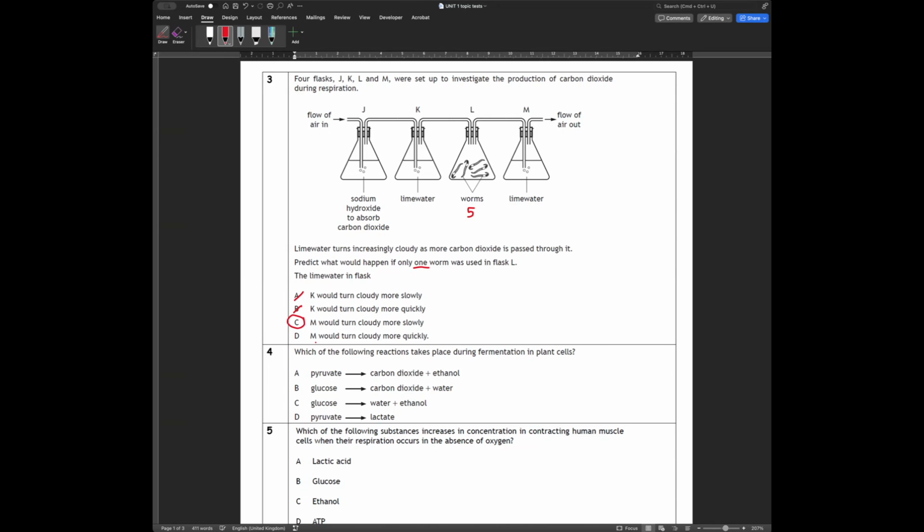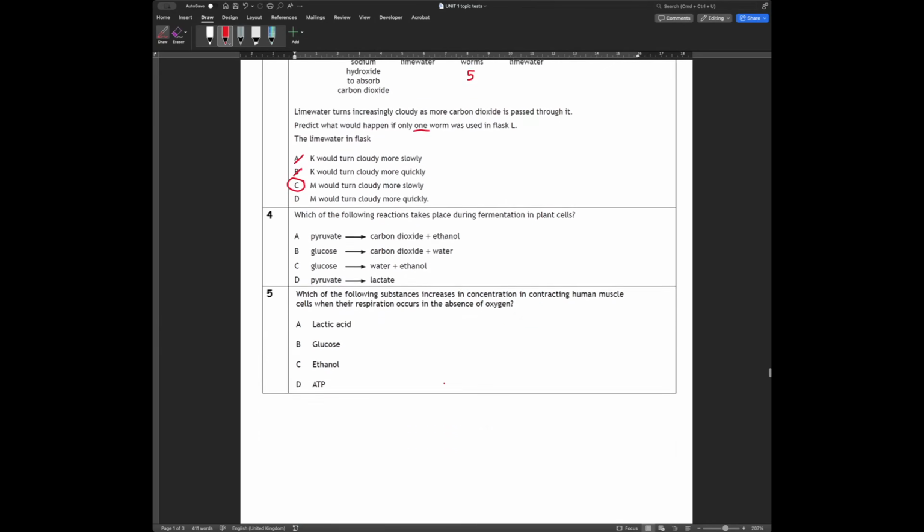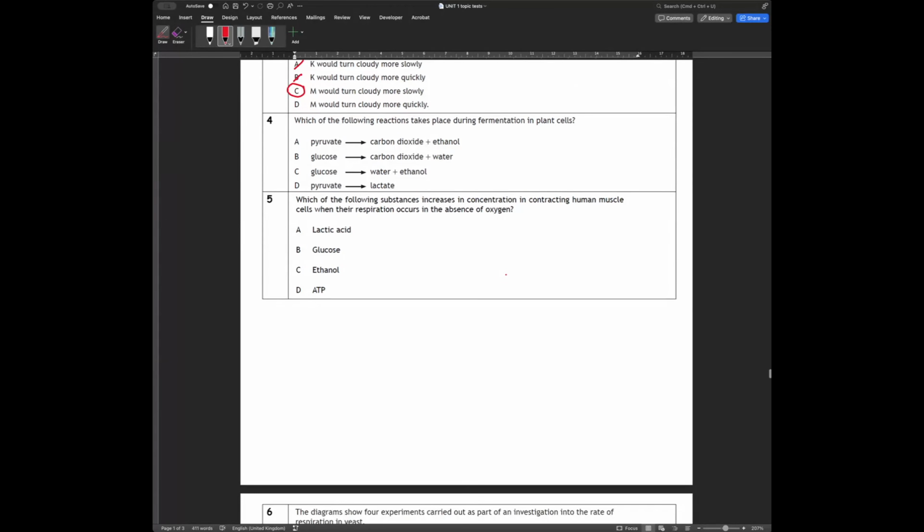And if we just check for D, M would turn cloudy more quickly. Well, that's not likely to happen if you've only got one worm compared to five. If we were changing it from 5 worms to 10 worms, then D would be the answer. But because we are decreasing the number of worms and therefore decreasing the CO2 produced, it's going to be C here. Okay, question 4. Which of the following reactions takes place during fermentation in plant cells?